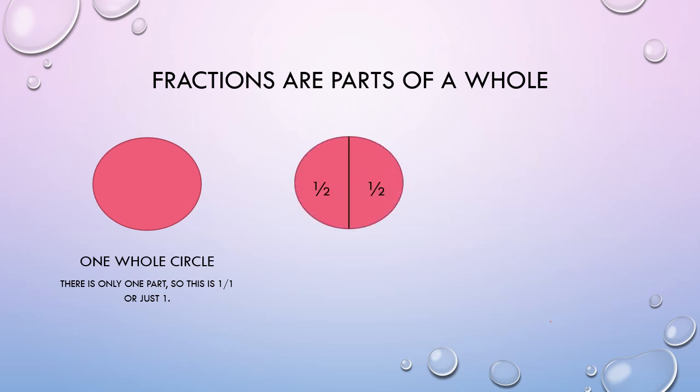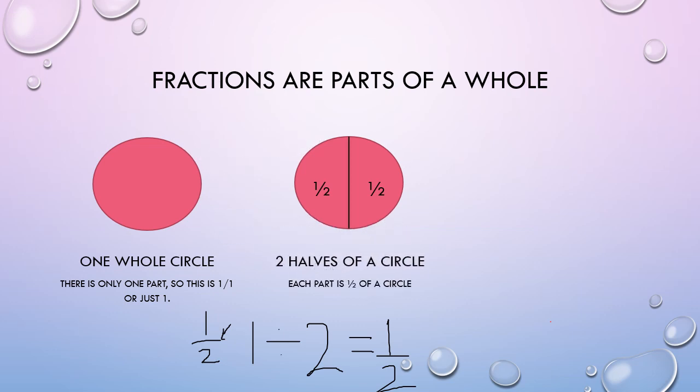And this is two halves, and each part is called a half. And the way we show that is 1 by 2. But where did we get that? We got that from 1 divided by 2. This sign here represents division. So it's written as 1 by 2. So two halves of a circle, and each part is 1/2 of the circle.